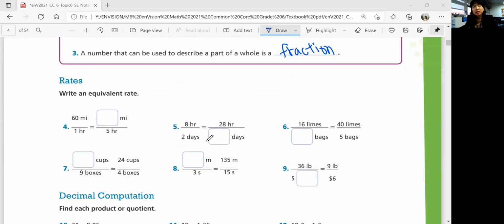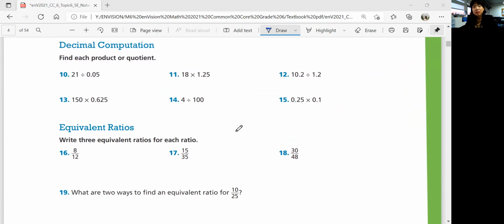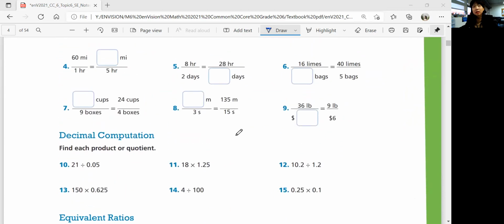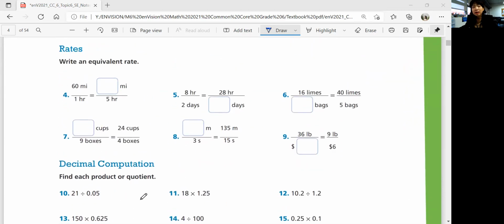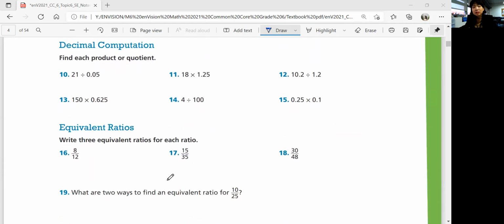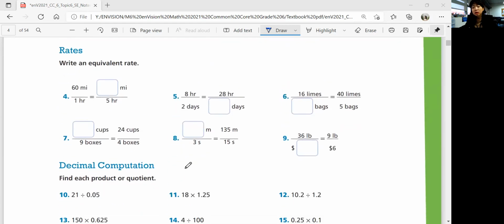Let's look at rates, decimal computations, equivalent ratios. See if you can fill in the blanks and solve for the answers by yourself and come back when you're ready for answers.